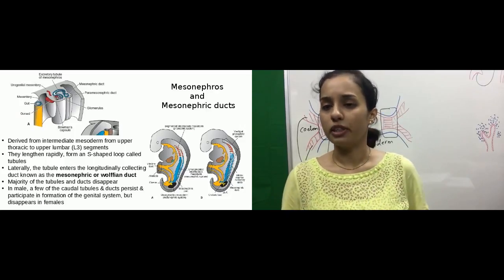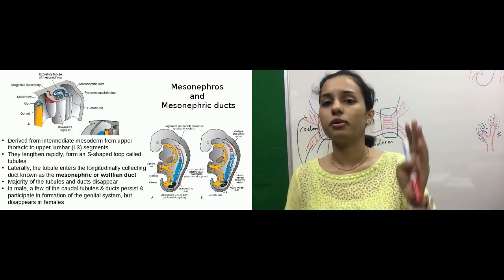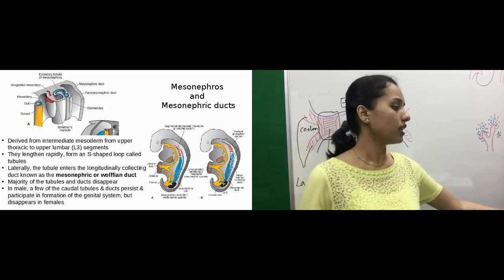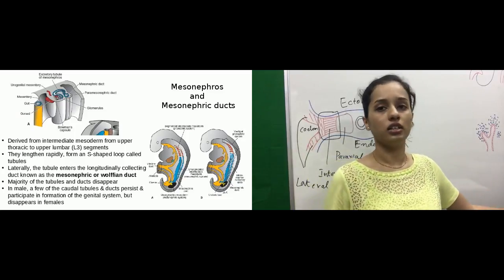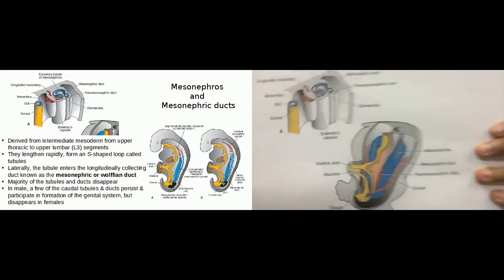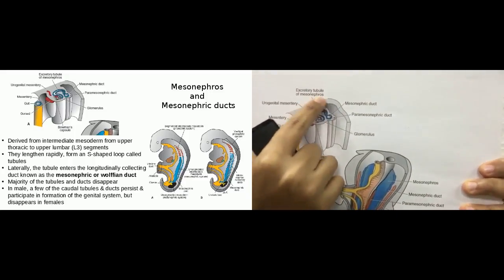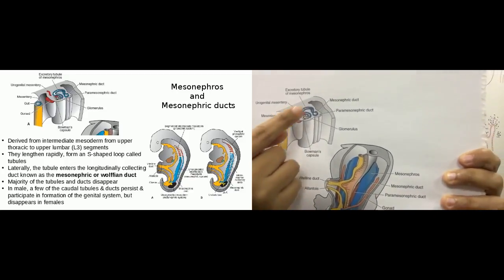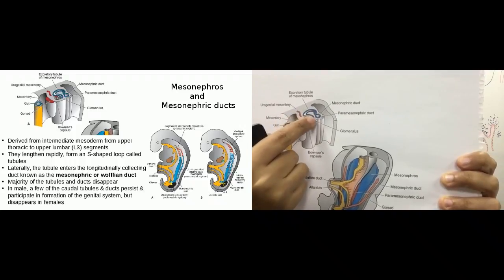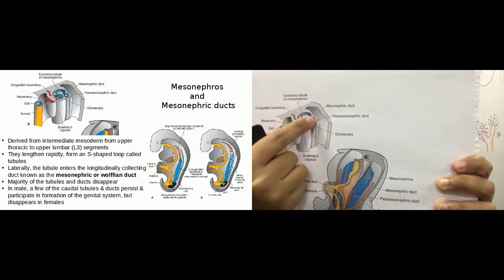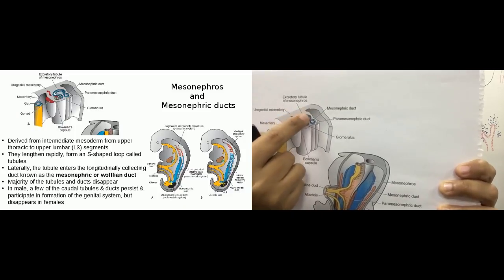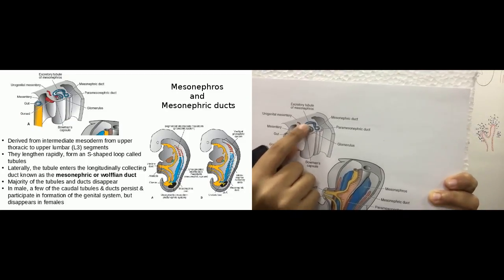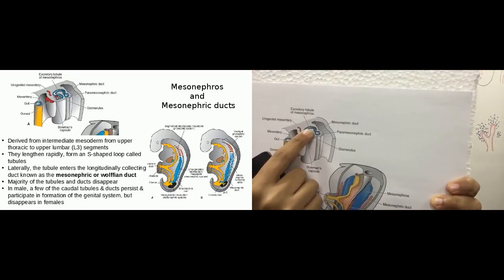As I mentioned, the mesonephros mainly develops from the upper thoracic to the upper lumbar region. You can see in the picture, this is the mesonephric part. Since they will be temporarily functional, they lengthen rapidly and form an S-shaped loop. These are the tubules forming that S-shaped loop, and they acquire blood vessels, the capillaries, which are developing in the mesodermal tissue.